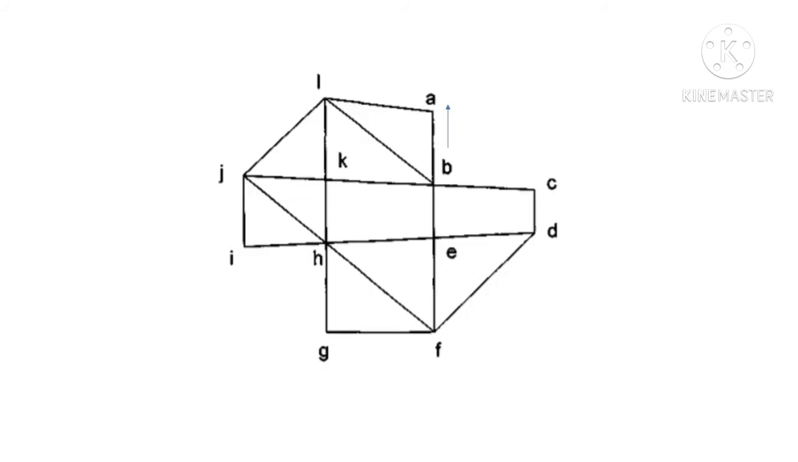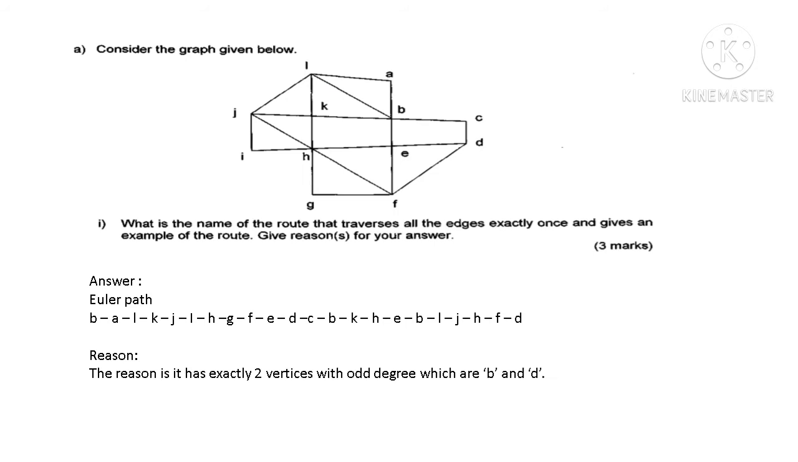So we take B as the main vertex. From B to A, to L, to K, to J, to I, to H, to G, to F, to E, to D, to C, to B, to K, to H, E, B, L, J, H, F, and end with D. And the reason is that it has exactly two vertices with odd degree, which are B and D.